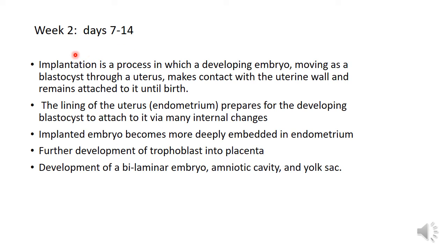At this stage, the implantation process starts, in which the developing embryo moves as a blastocyst through the uterus, reaches the uterine wall, makes contact with it, and remains attached to it until birth. The lining of the uterus, the endometrium, prepares for the developing blastocyst to attach via many internal changes. The implanted embryo becomes more deeply embedded in the endometrium. Then, with further development, the trophoblast will give the placenta. The development of the bilaminar embryo, amniotic cavity, and yolk sac also occur during this time.